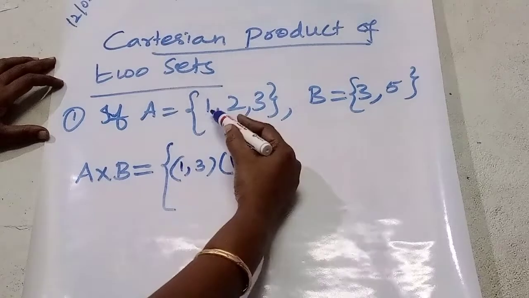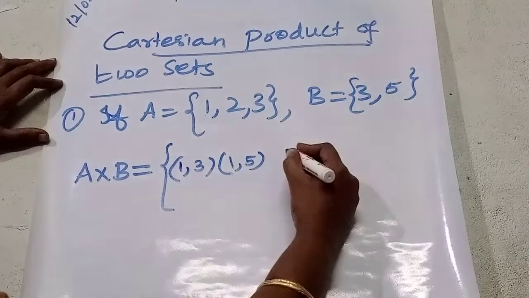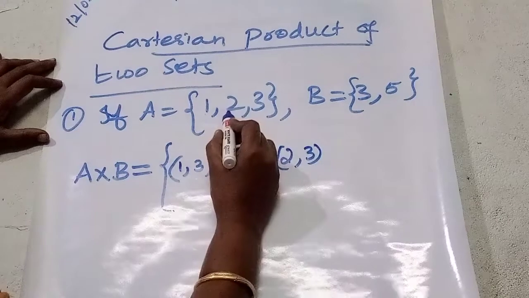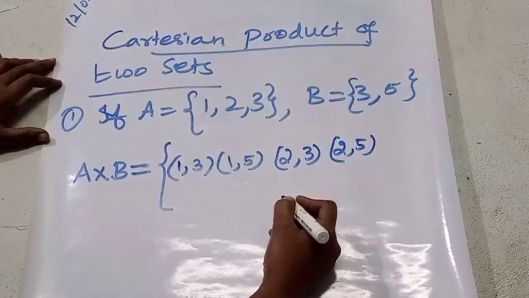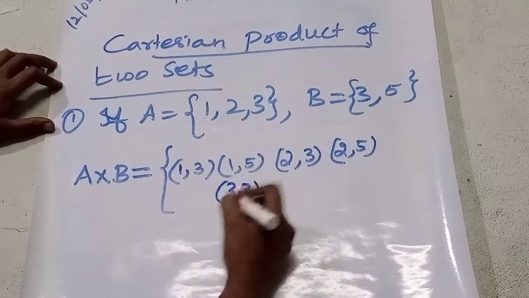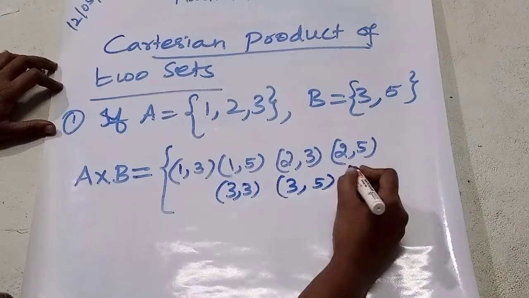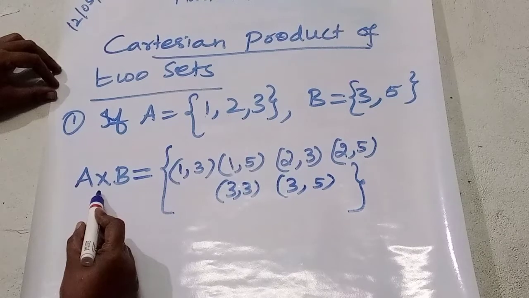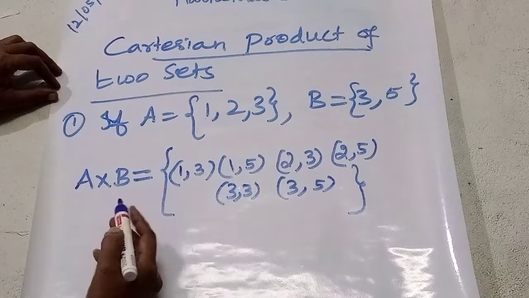After that, the second element 2 and the first element 3, (2, 3). And the second element 2 and 5, (2, 5). What is next? 3 and 3, (3, 3). Then (3, 5). Then we can close the bracket. It is A cross B. Similarly, we can find B cross A also.